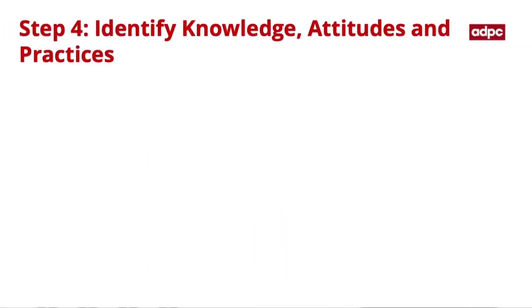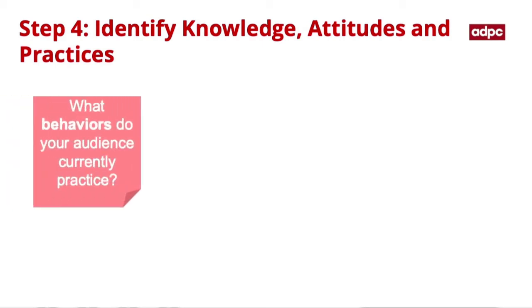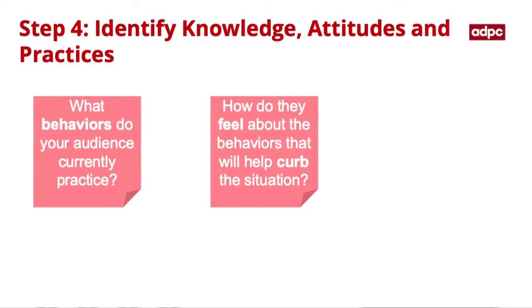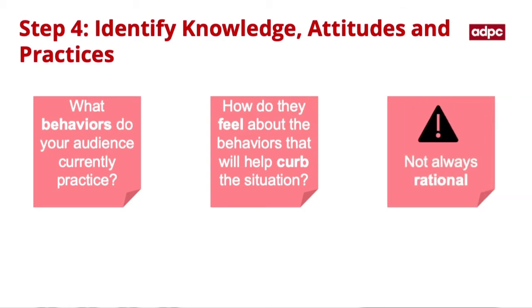Step 4. Identify knowledge, attitudes, and practices. Once you've selected your priority audience, you need to understand the behaviors they currently practice and what they know and feel about the desired behaviors that will help the situation you are addressing. Remember that behaviors are not always rational. They are influenced by numerous factors that you need to consider when designing your disaster risk communication plan.